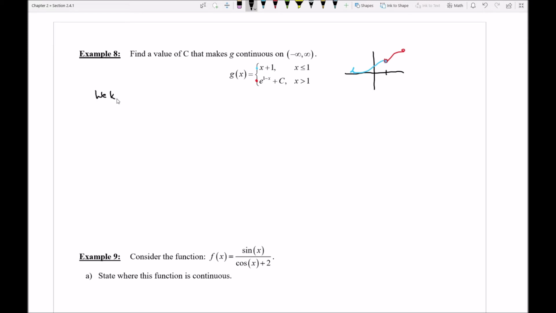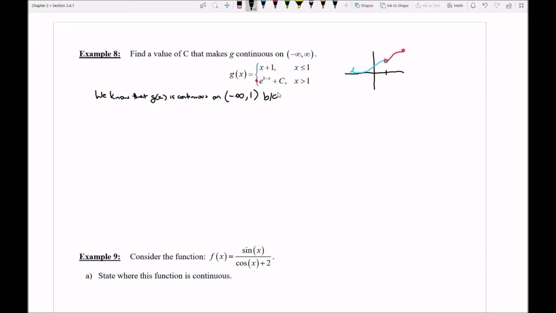So I'll say, we know that g of x is continuous on, let's see, negative infinity up to 1. I can't include 1 because I'd have to say continuous from the right at that point, and I'm just saying regular continuous, so that's from both directions. So we know that if I'm looking at g of x and the blue portion, that blue portion's continuous.